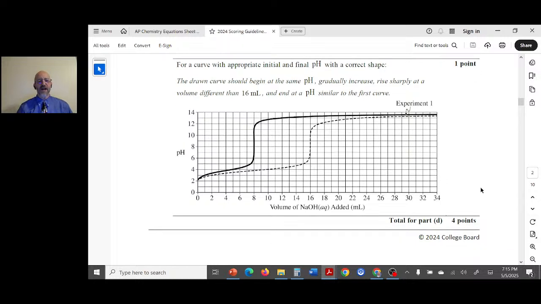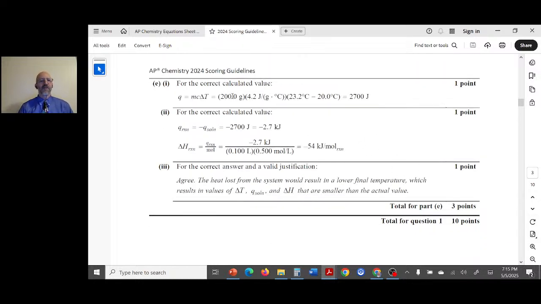Okay, so I'm going to scroll down and we can see the first part. So there is the m times the c times the delta T, so it's approximately 2,700 joules. I'm not worried about the sign here. But now they took that number of joules divided by 1,000, that would be 2.7 kilojoules, and they're slapping a negative sign on it. This is an exothermic reaction.